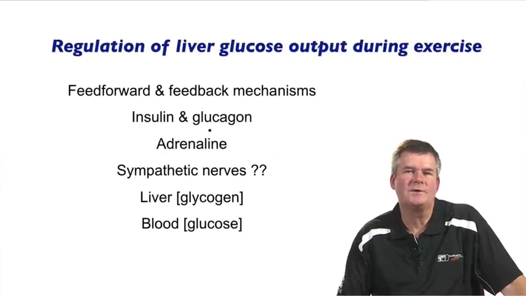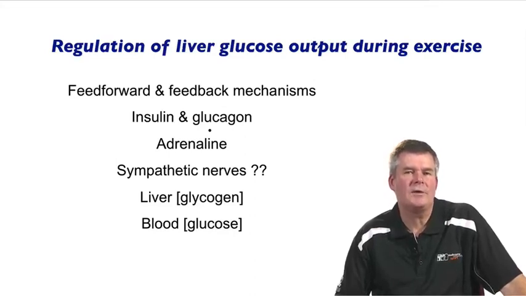In terms of the regulation of liver glucose output, it's quite complex and there are redundant mechanisms. We see both feed-forward and feedback mechanisms. By feed-forward, we mean activation of the liver in parallel with the onset of exercise. And it's thought that various hormonal changes and perhaps even some of the sympathetic nerves may play a role. And I'll talk about that in a moment.